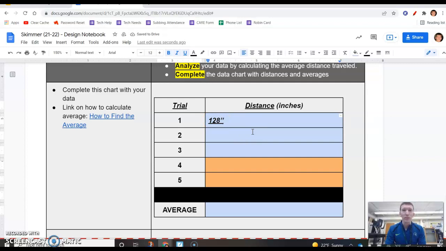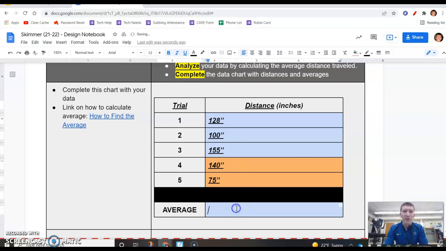So I just did one measurement. I'm going to do this again 4 more times, and I want to see how consistently far I'm going to throw it, and I'll type in the answers as I do each one. So let's pretend I ended up doing 100 inches. I'm just making this up right now. You do need to test it out. 155 inches, 140 inches, and let's say 75 inches.